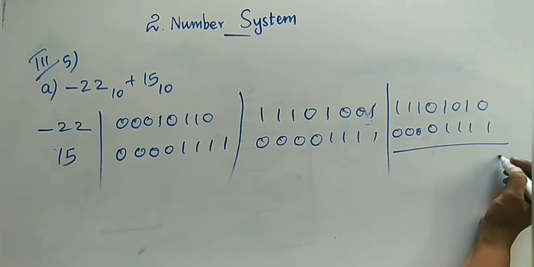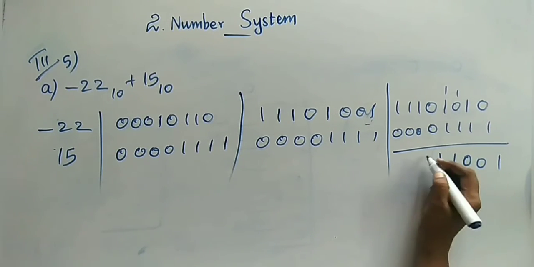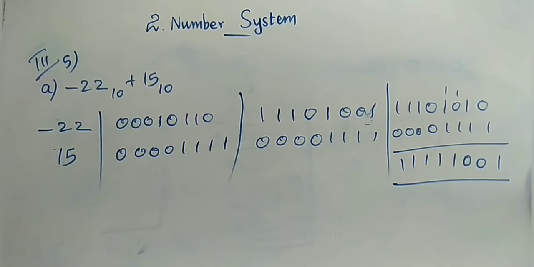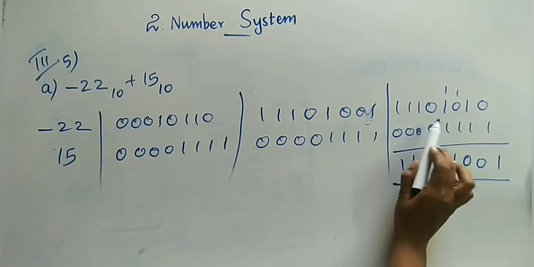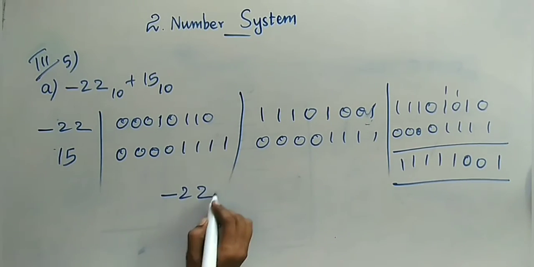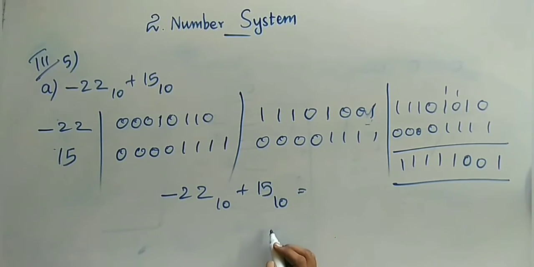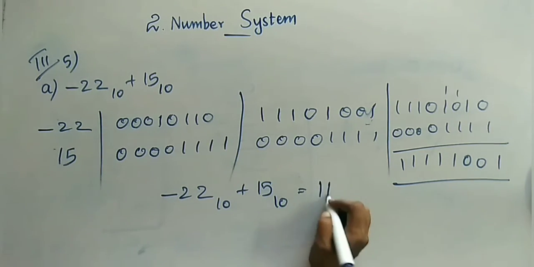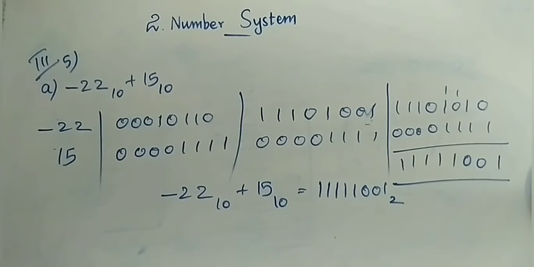Next you people have to add. So 3 ones, 1. This is your answer. So given number, it's your binary form, it's your ones complement, and this one is your two's complement. So this is the way how you people will be getting the answer for this problem. That is your part 3, fifth one, A part: minus 22 plus 15. So this is your answer. Clear with this one?